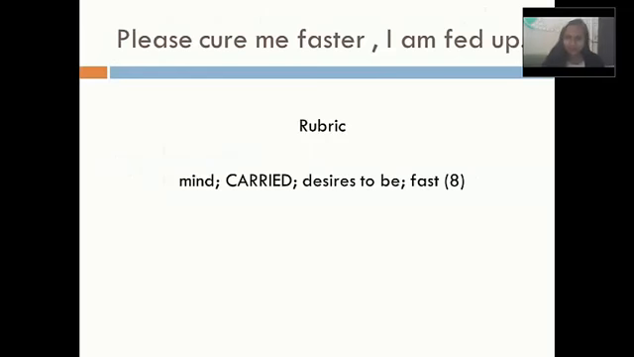Suppose a patient comes and says, doctor, I'm fed up with the disease, I cannot wait enough now, please cure me faster, give me something which will help me in a fast way, cure me quickly. What will you take? This is also a mind's expression. In this way you have to think about where it can come from or where I have to look. For this rubric you have to go into the mind section and the rubric is cure, desire to be fast. So he wants to get better very fast.